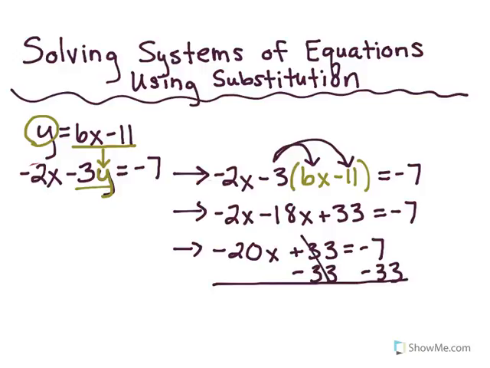So those cancel. And then I'm going to bring everything else down. So the negative 20 gets brought down with the x. And negative 7 minus 33 is negative 40.